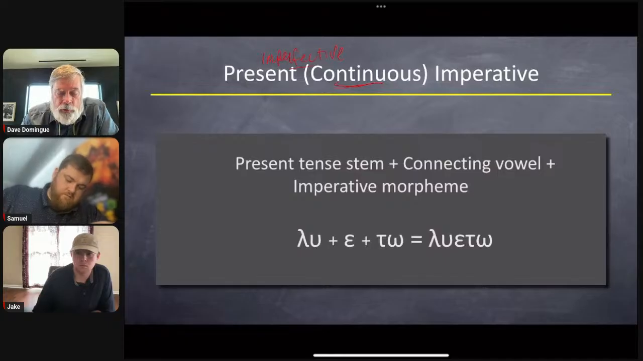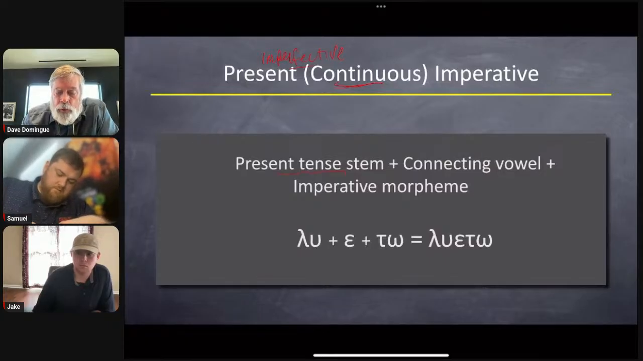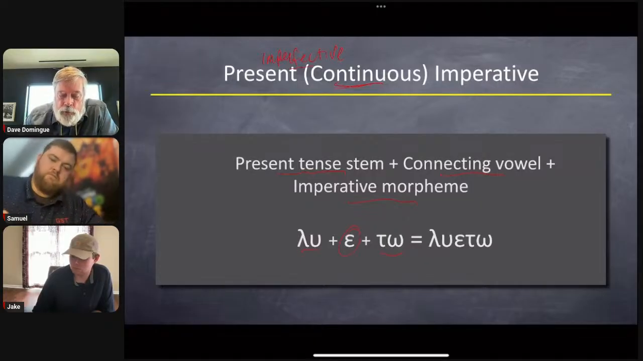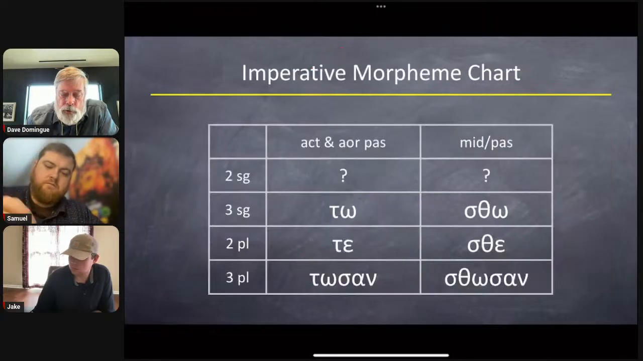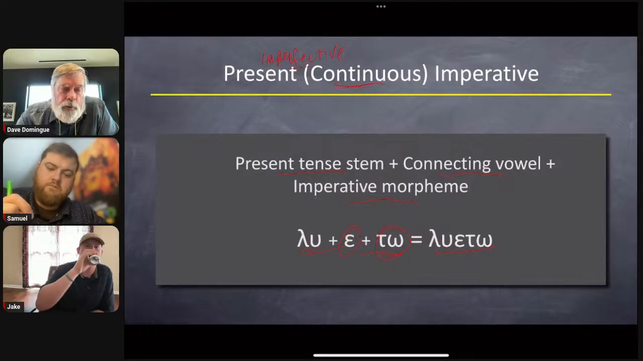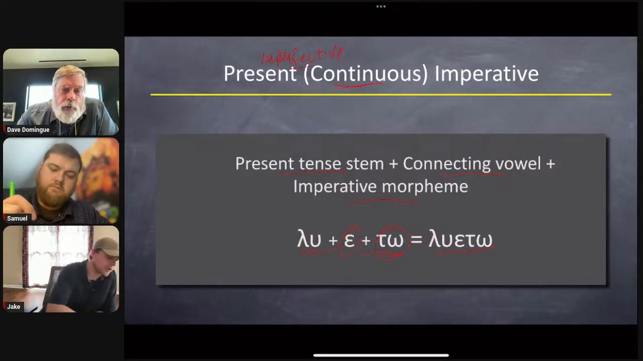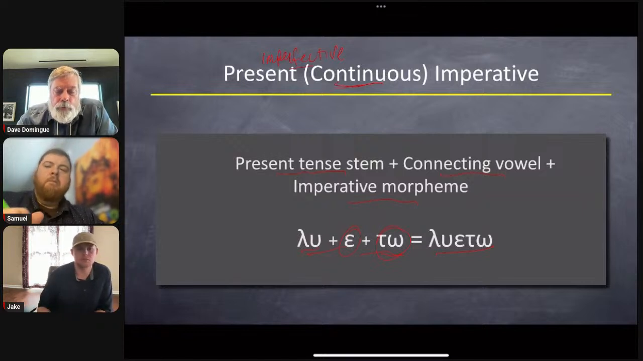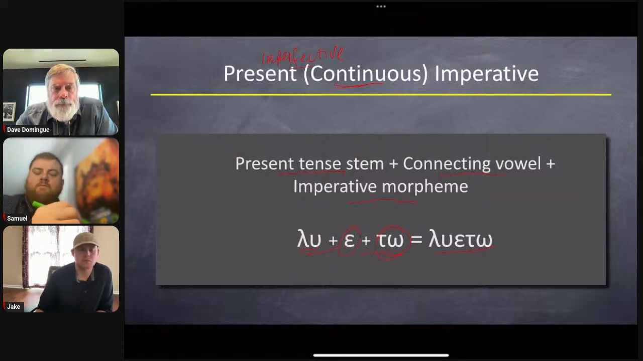So the present imperative uses the present tense stem, a connecting vowel, and the imperative morpheme. And so lu plus the connecting vowel plus the morpheme, and this morpheme, toe, is our third person singular. So we get lu et toe, and that would be third person singular, let him loose, or something of that nature. That makes sense so far? We okay? All right.